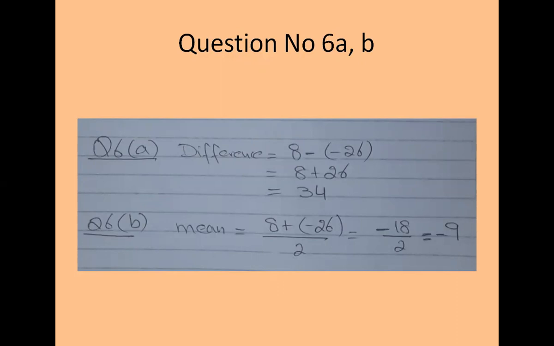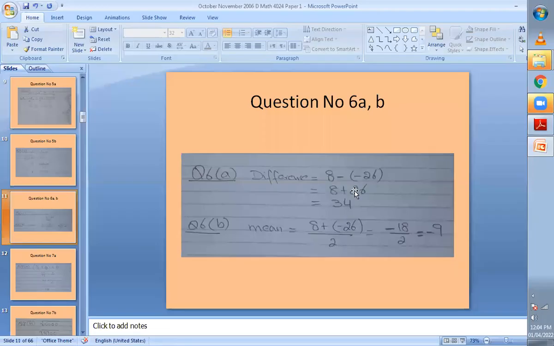So you will have 8 plus bracket minus 26 bracket close, the whole thing divided by 2. So you will have 8 minus 26, and that will be minus 18. So you will get minus 18 divided by 2, and that will be minus 9. So the mean temperature is minus 9.